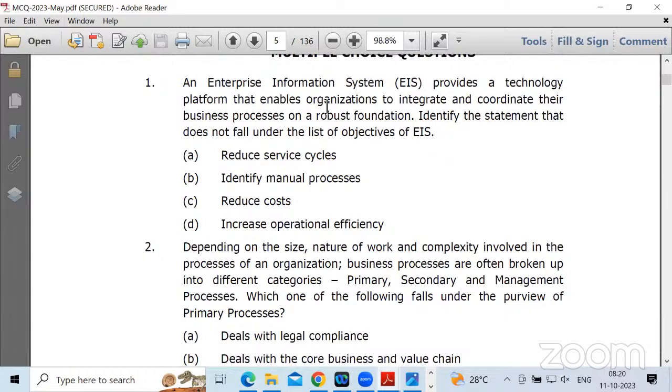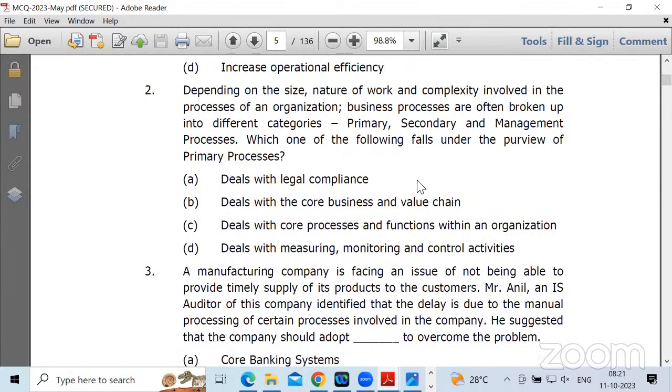An enterprise information system provides a technology platform that enables organizations to integrate and coordinate their business processes on a robust foundation. Identify the statement that does not fall under the list of objectives of EIS. The question is on what does not fall under. Reduce service cycle, identify manual process, reduce cost, increase operational efficiency. Whether EIS will reduce the service cycle, reduce the cost, increase the operational efficiency, all are considered to be correct except this manual process. So it is not the purpose of EIS.